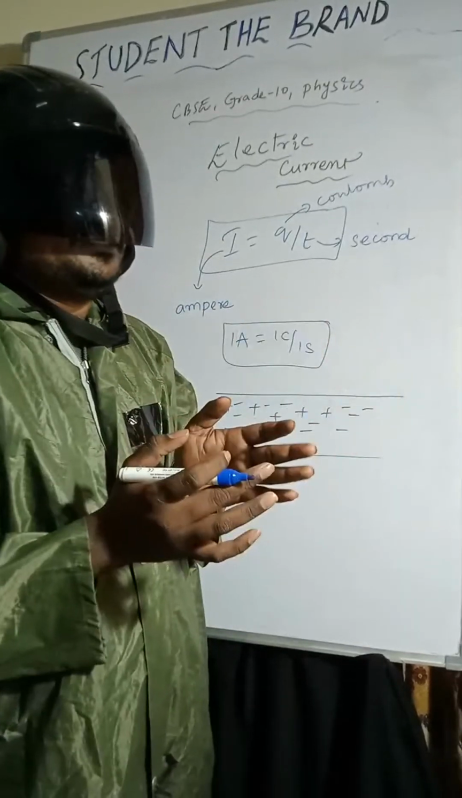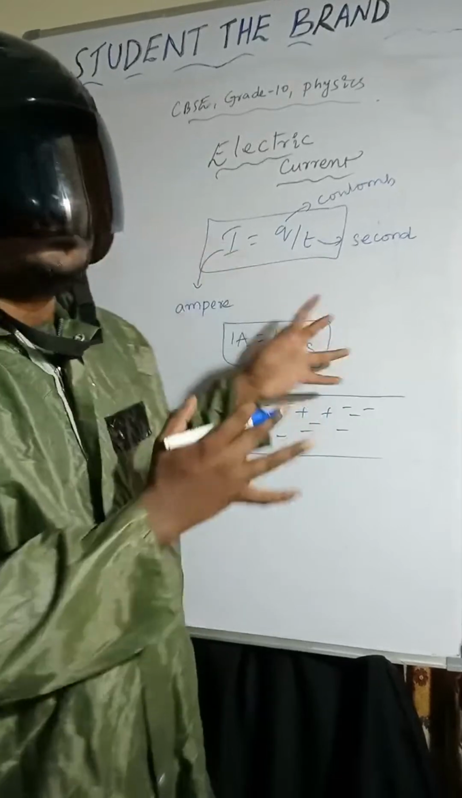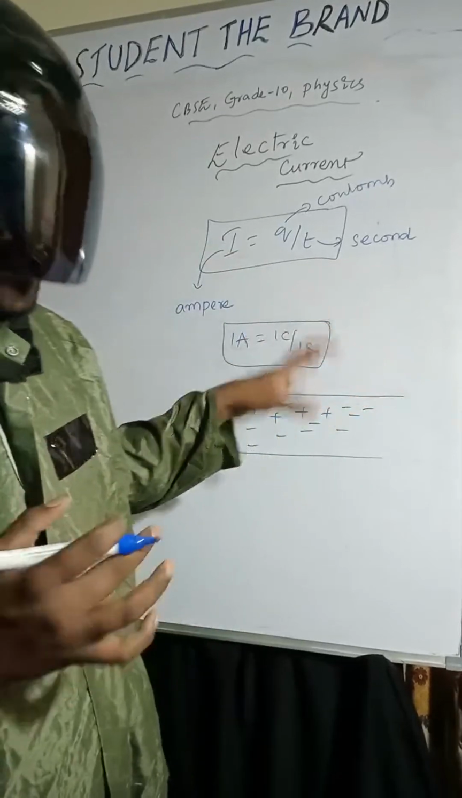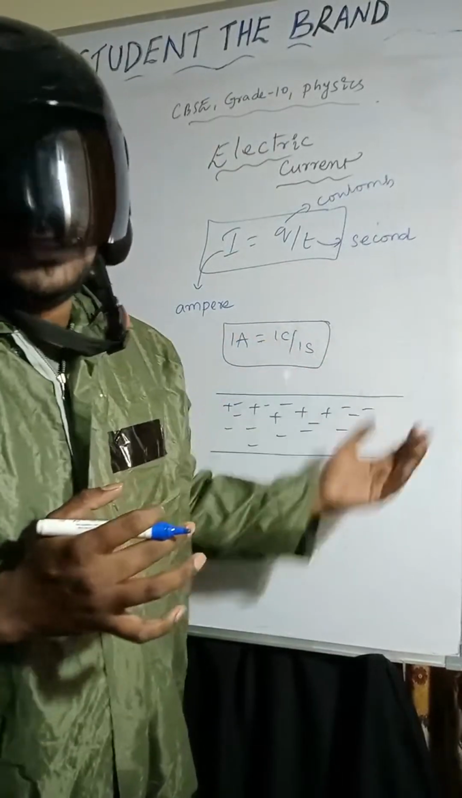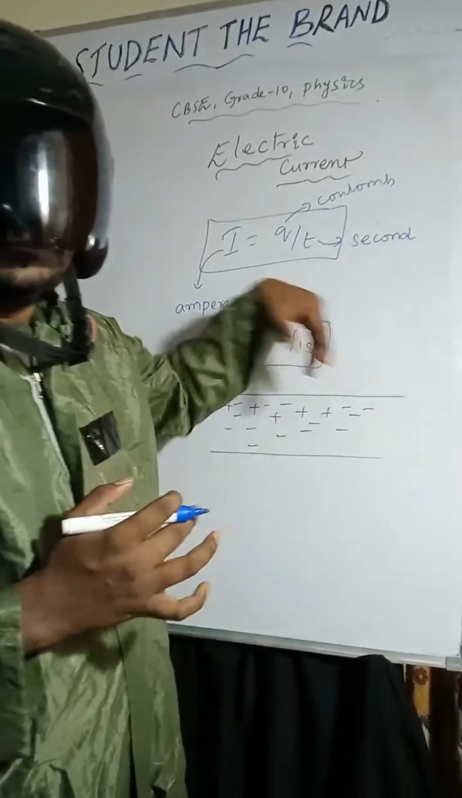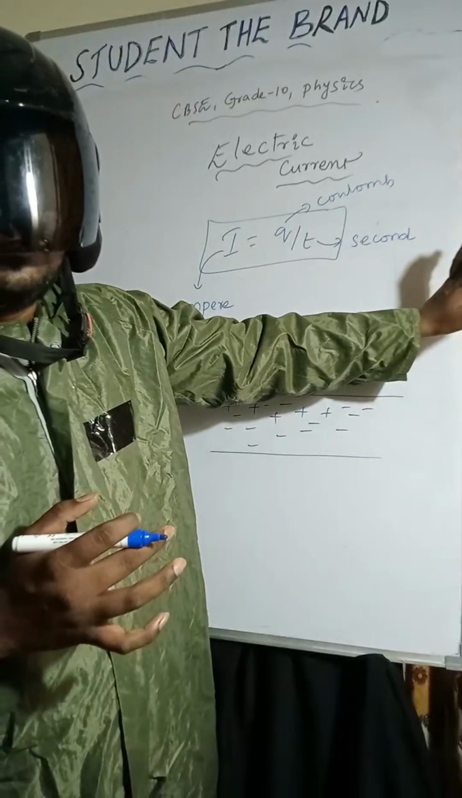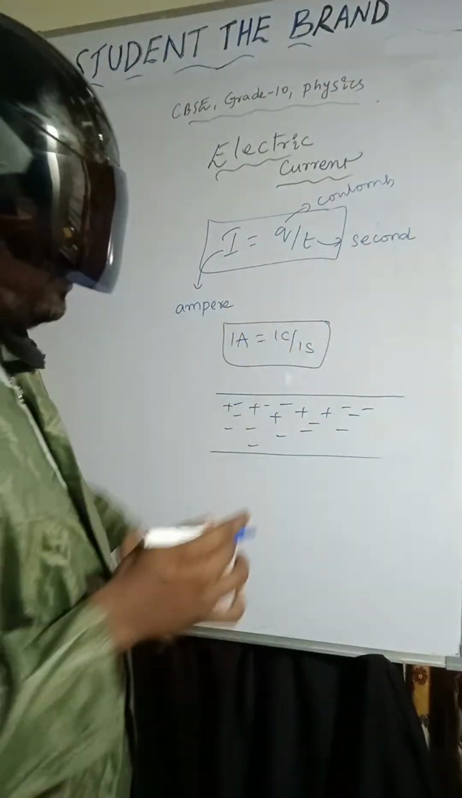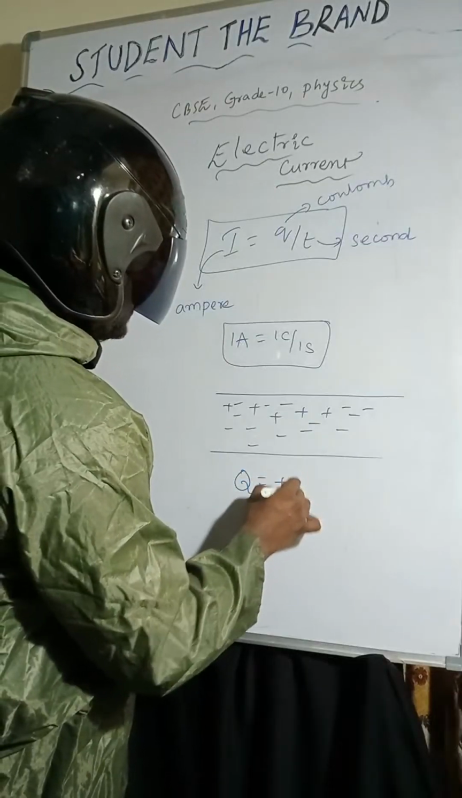Charge is quantized. Quantized in the sense that a number of charges are moving inside of the conductor. We are not saying only one electron or two electrons. A number of charges are moving inside of the conductor. That's why Q equal to Ne, or Q equal to plus or minus Ne.